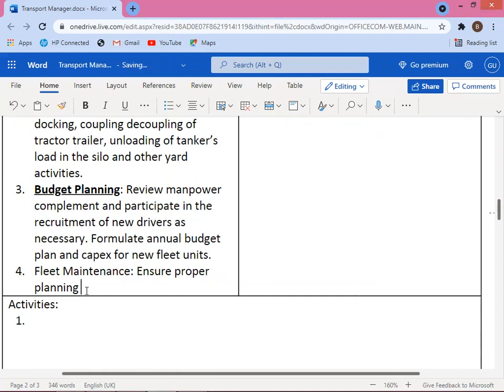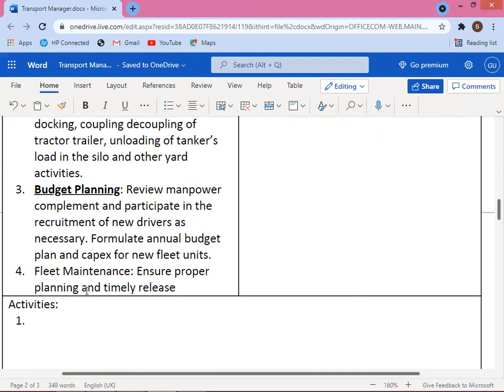Ensure proper planning and timely release. You have to release it. Sometimes the transport manager is not releasing it because they want to use it every day for one month, for two months without maintenance. And that is bad for the units.